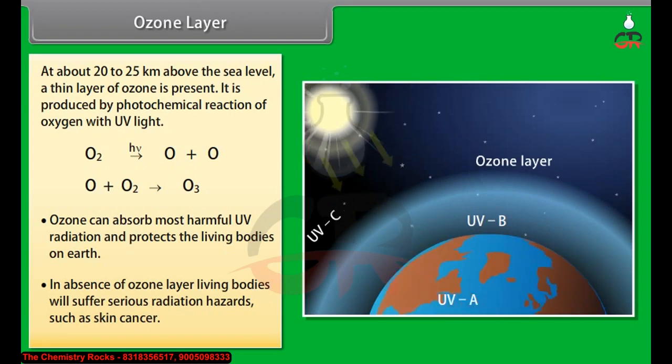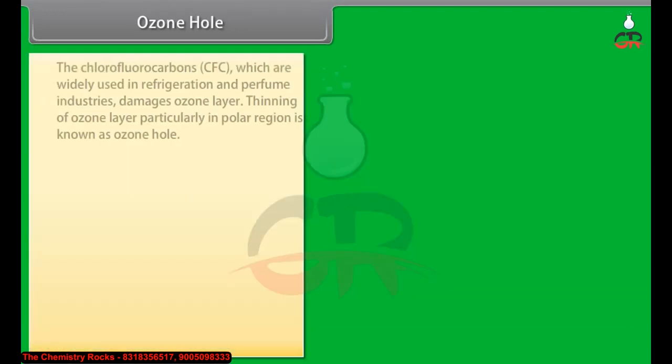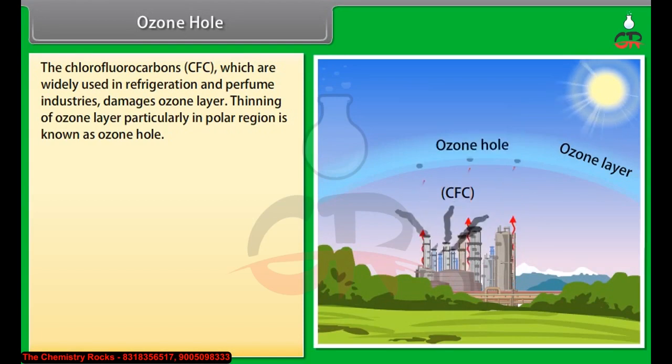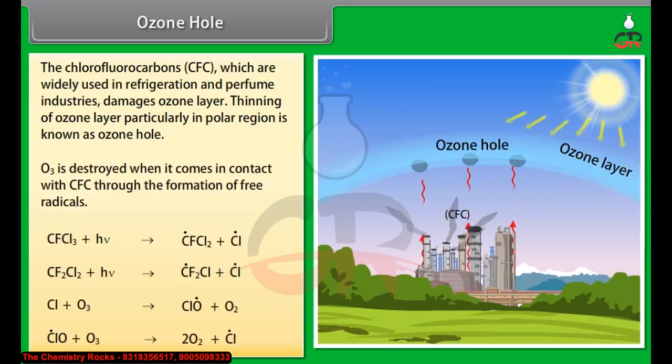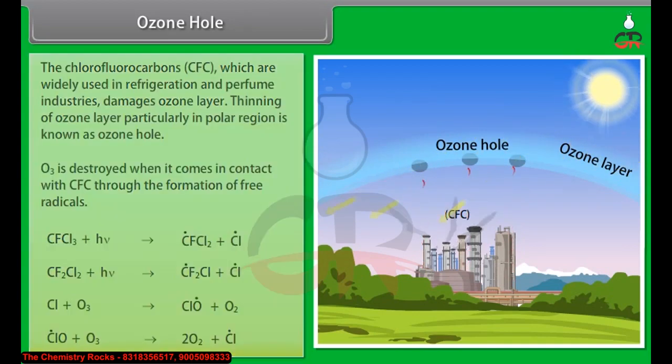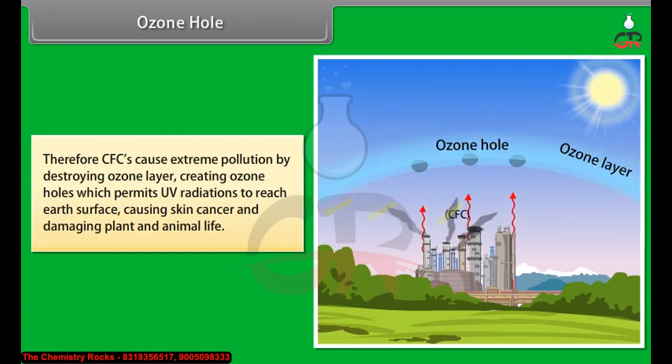Ozone hole. Chlorofluorocarbons, which are widely used in refrigeration and perfume industries, damage the ozone layer. Thinning of the ozone layer, particularly in the polar region, is known as the ozone hole. O3 is destroyed when it comes in contact with CFC through the formation of free radicals. Therefore, CFCs cause extreme pollution by destroying the ozone layer, creating ozone holes which permit UV radiation to reach Earth's surface, causing skin cancer and damaging plant and animal life.